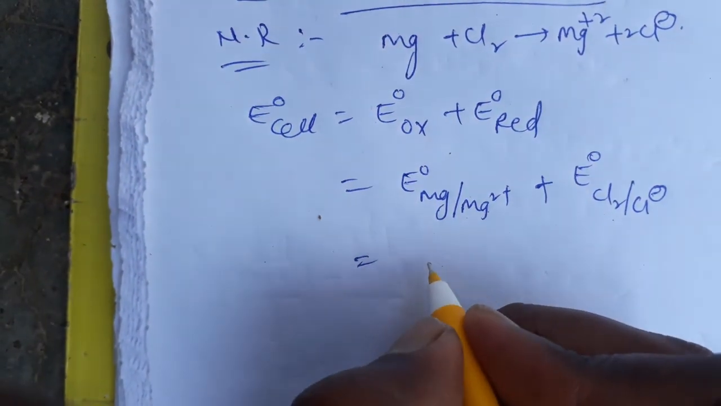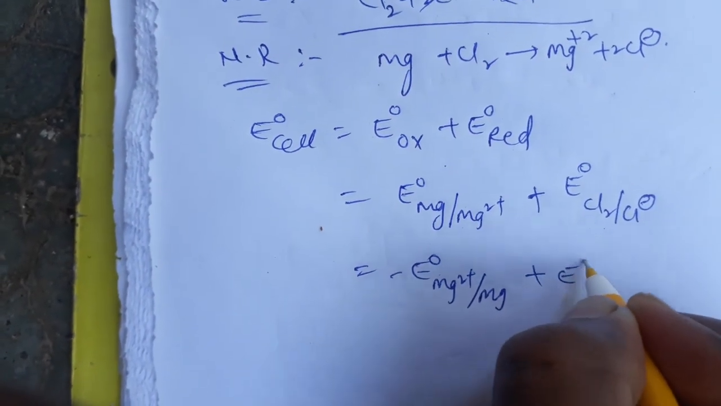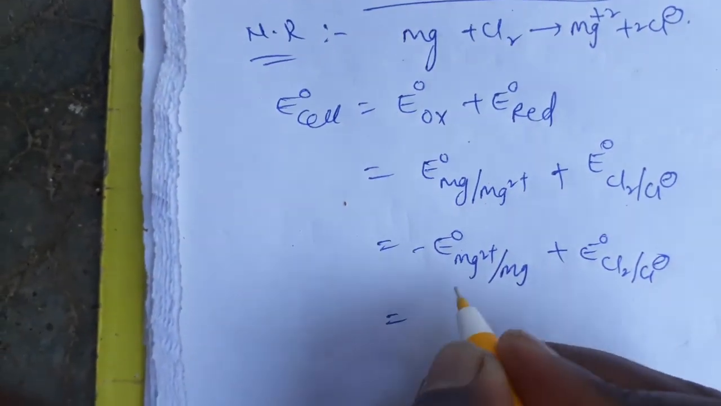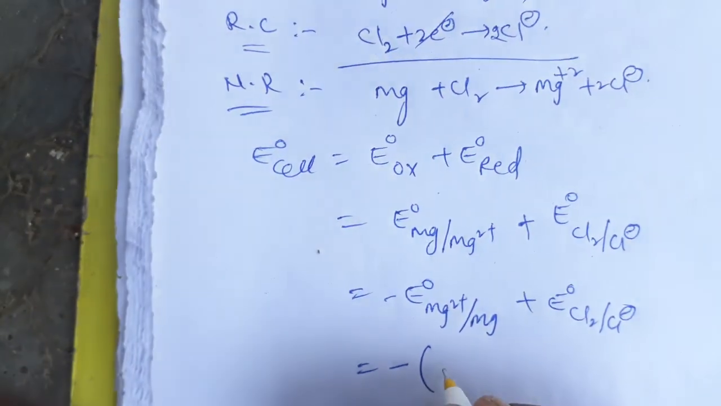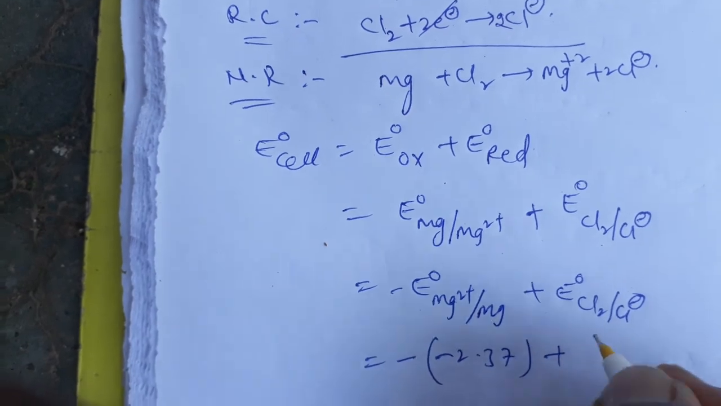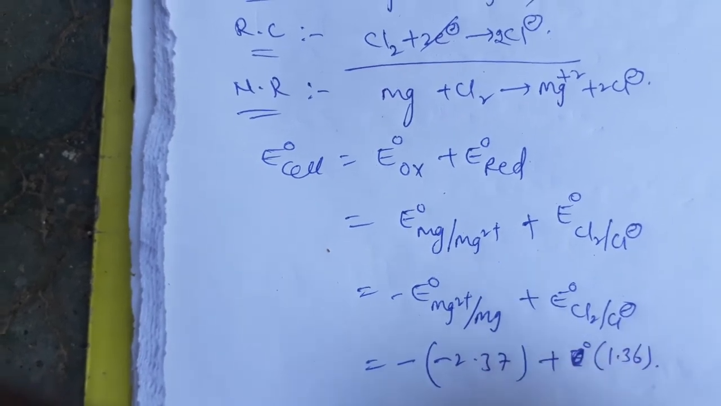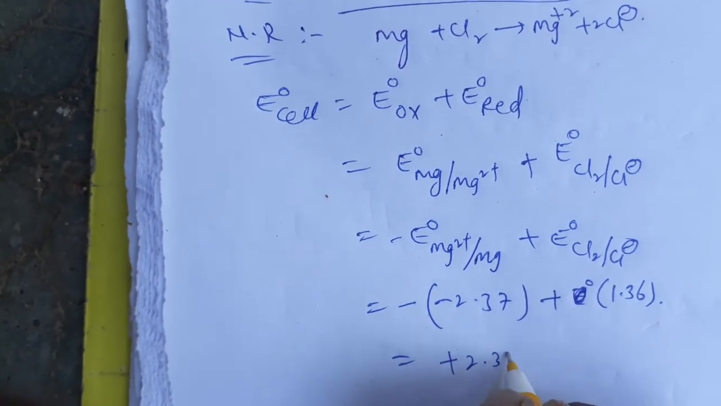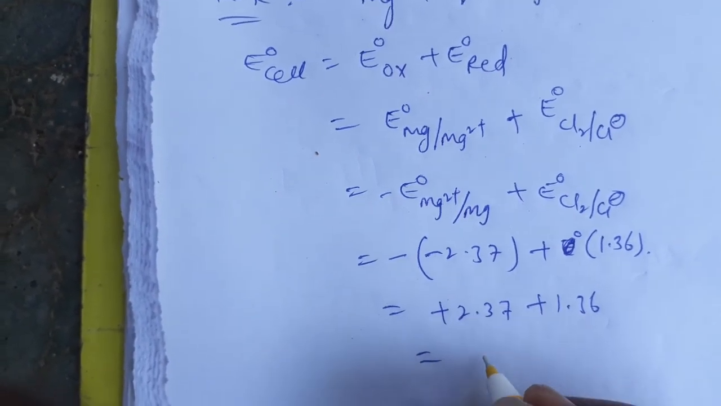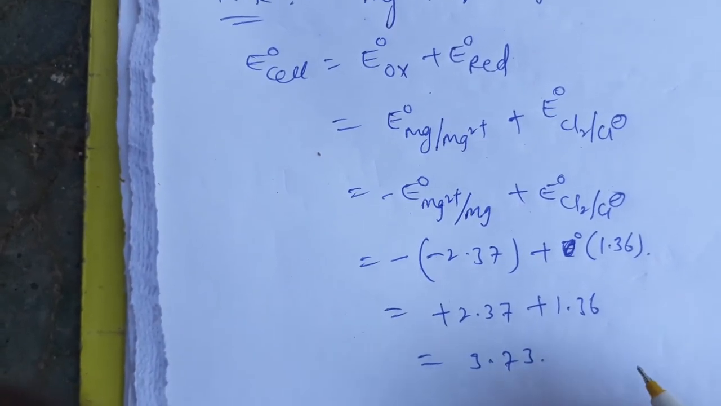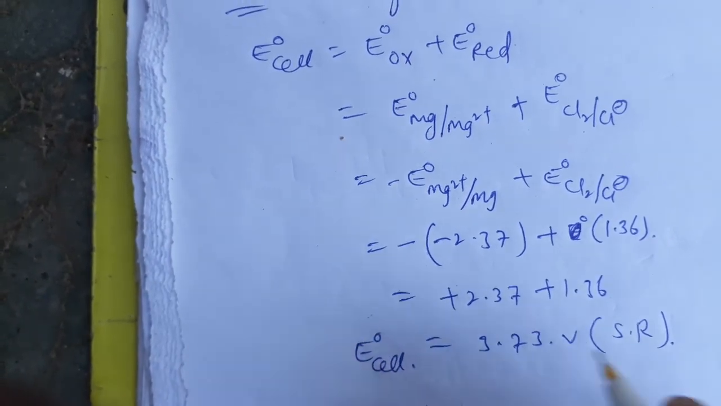But here the given value is the reduction potential. So it is minus of E naught of Mg2 plus by Mg plus E naught of Cl2 by Cl minus. So this value will be minus of Mg2 plus by Mg, this is Mg by Mg2 plus. So this is minus of minus 2.37 plus E naught of Cl2, which is 1.36. Minus into minus gives the plus value: 2.37 plus 1.36. That will give you 3.73 volts, this is the value of E naught cell.